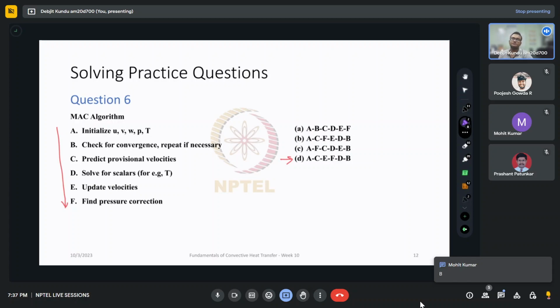Step C says predict provisional velocities. Step D says solve for the scalars, for example t, or p as well. Anyway, if there is concentration difference or binary mixtures, then mass fraction would also come in over here. Then step E is update velocities, and step F is find pressure correction.